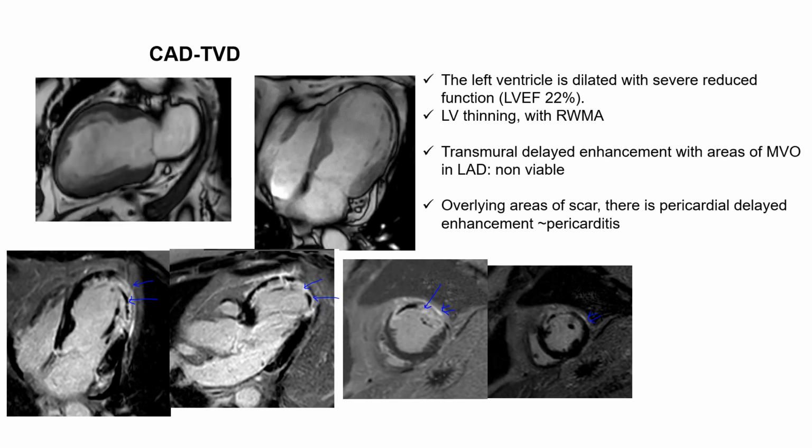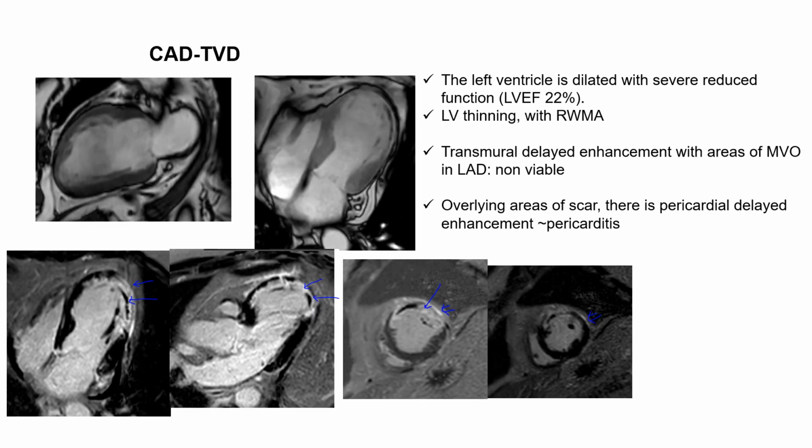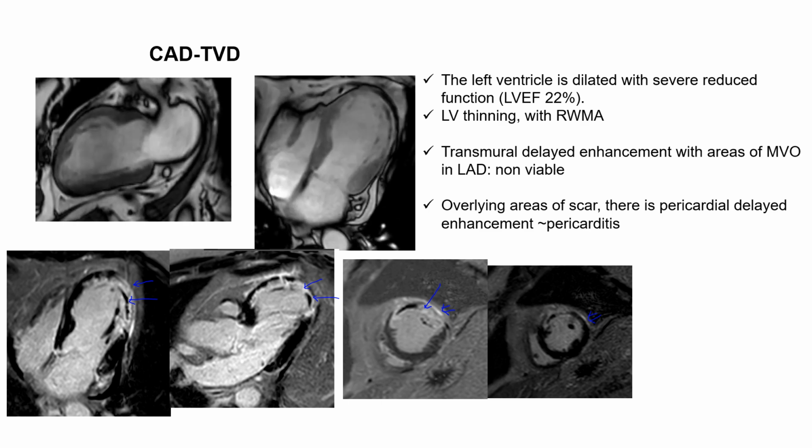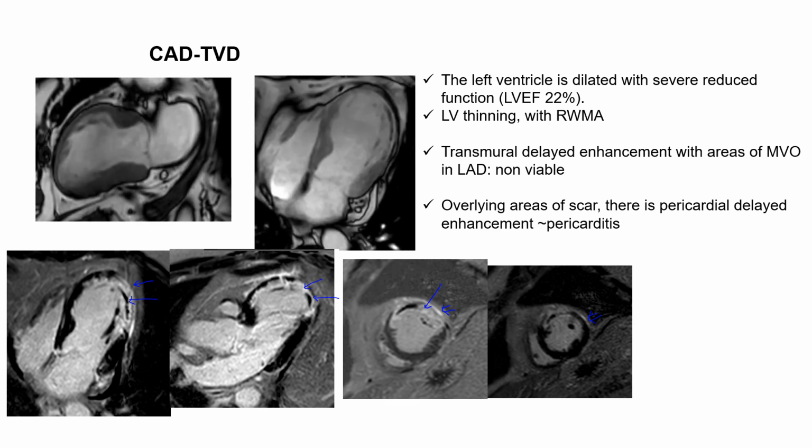This is a patient who had a TVD. Again, you can see the LV significantly dilated with markedly reduced function. It was 22% on calculation. There was LV thinning, wall motion anomalies, then the ischemic pattern scar, as you can see on these post-contrast PSIR images. And then you can see the areas of black within the scar, which are microvascular obstruction.